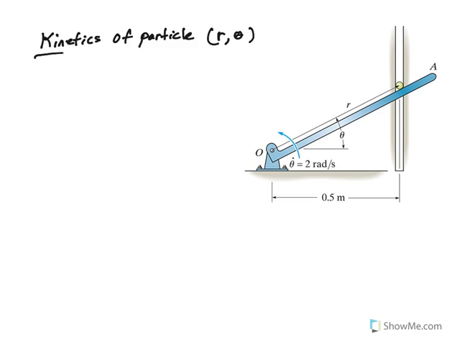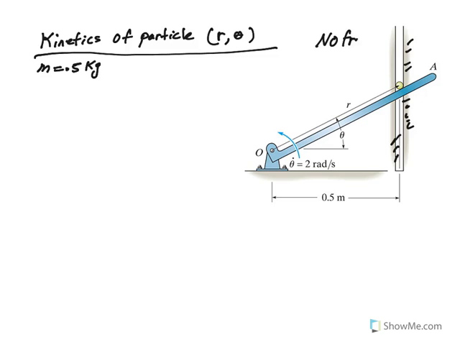Okay, so let me tell you what's given in this problem and what we are trying to find. The mass of this ball, as you could see here, is given to be 0.5 kilograms. And the particle is confined to move along the smooth vertical slot here, right? So this is this vertical slot, and there's no friction involved.